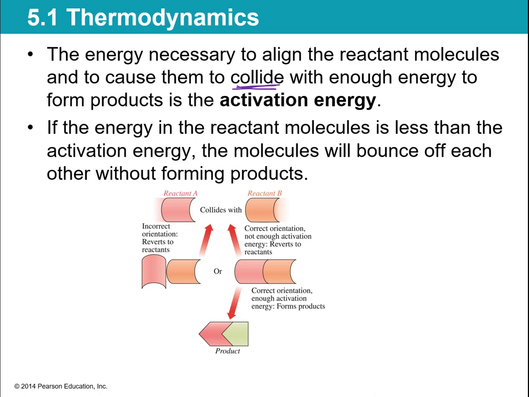So notice in this one, if I have A and B, they need to slide right up next to each other. But if one is turned sideways, that's not going to happen. Okay, so if one's sideways, no reaction occurs. They have to line up in exactly the right orientation in order to form that product. So collision and orientation are factors that end up affecting what that activation energy is. Reactants with a lot of energy tend to have an easier time with orientation and collision. So reactions tend to happen easier than those that are already more stable.